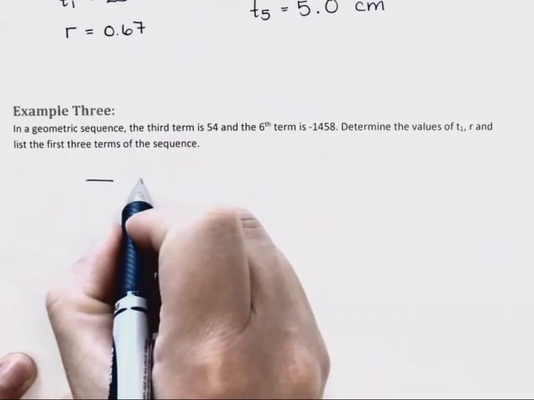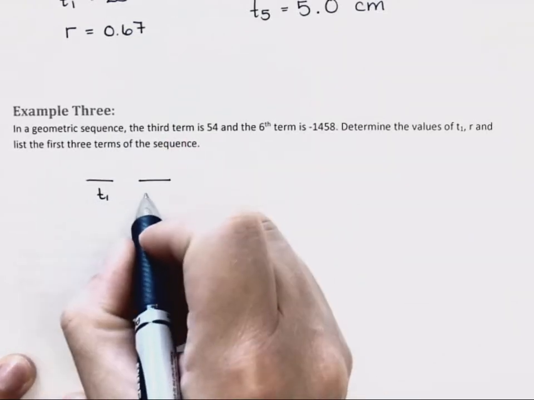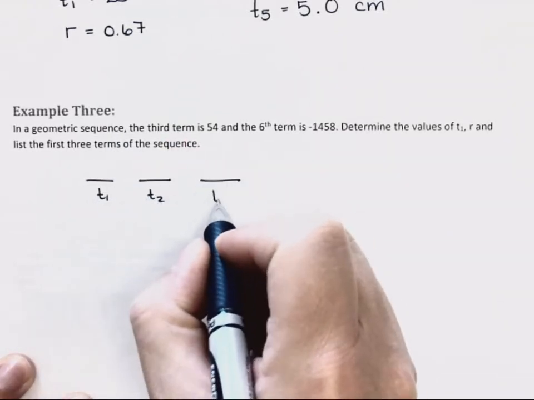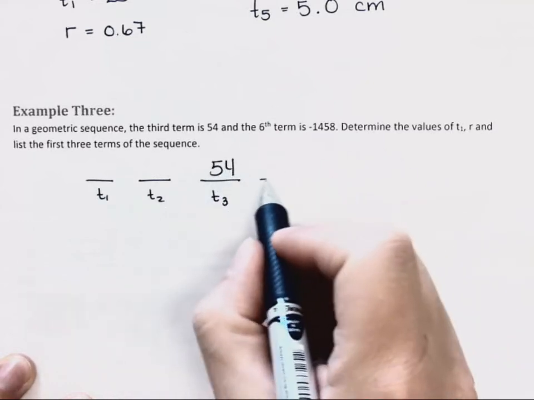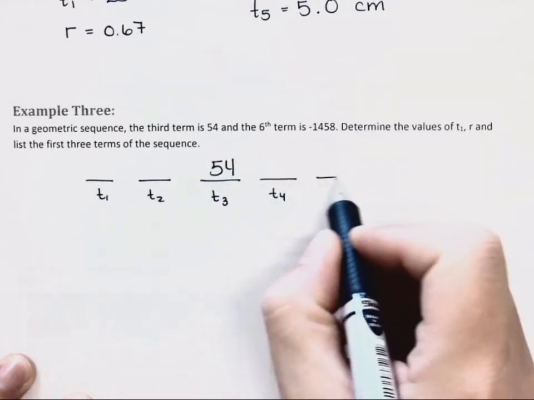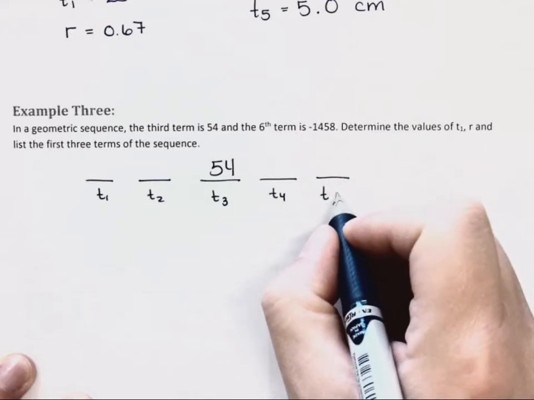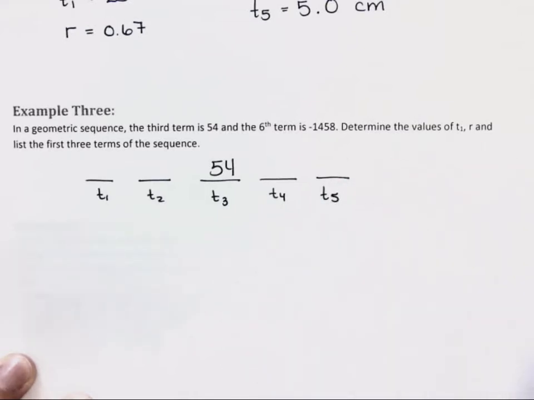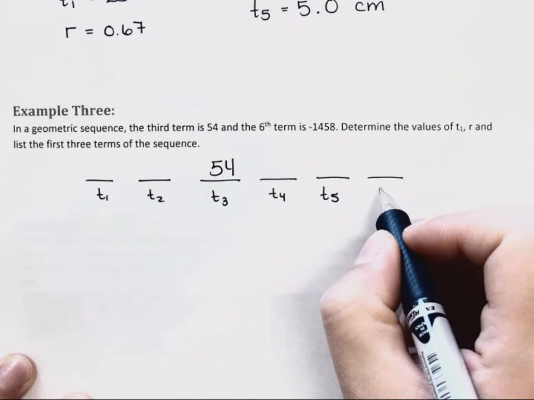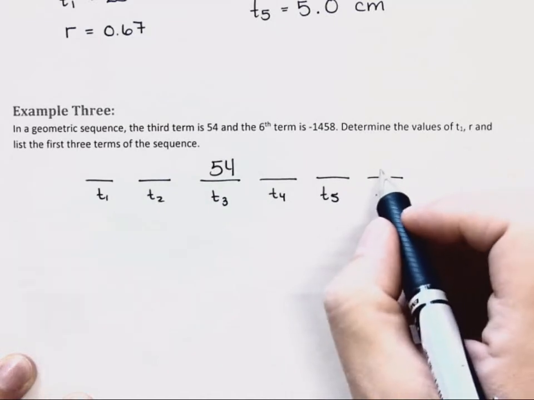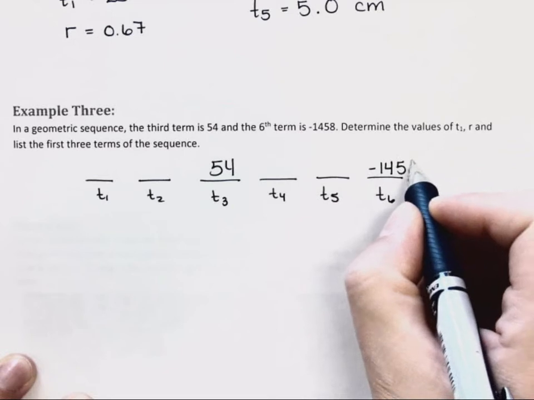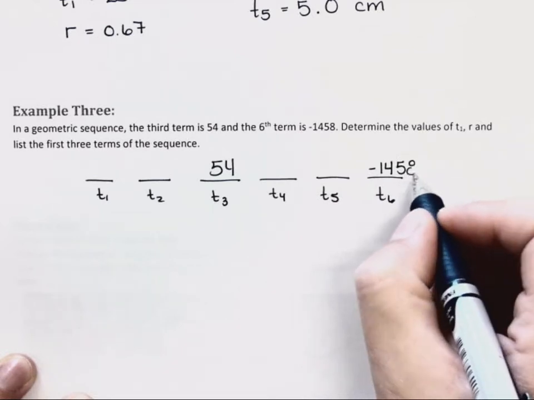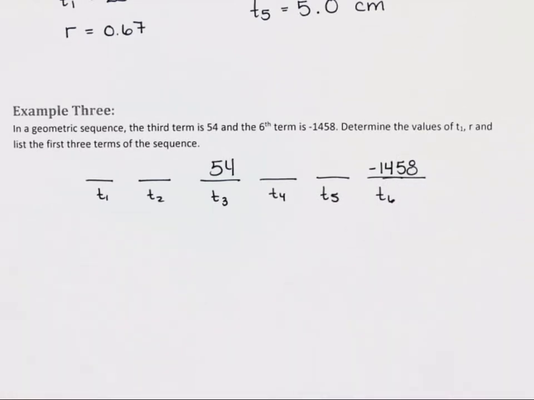Okay, so I don't know T1, I don't know T2. T1, T2, T3 is 54. T4 I don't know. T5 I don't know. And T6 I know to be negative 1,458. Ooh, I just abandoned the 8 there. I started and I just, whatever.